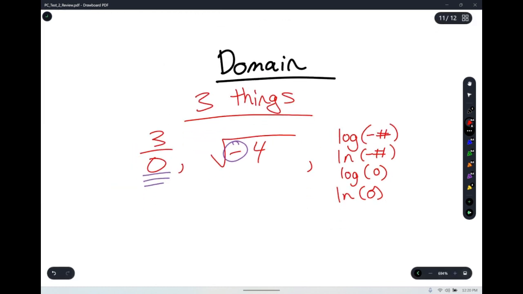So those are the 3 things, 3 bad numbers. Really not numbers anymore. They're more like concepts, undefined, restricted. 3 restrictions on your domain. The other one's just that the argument of the log has to be bigger than 0. That's one thing. The natural log is just log base e, so technically the first one takes care of the second one.